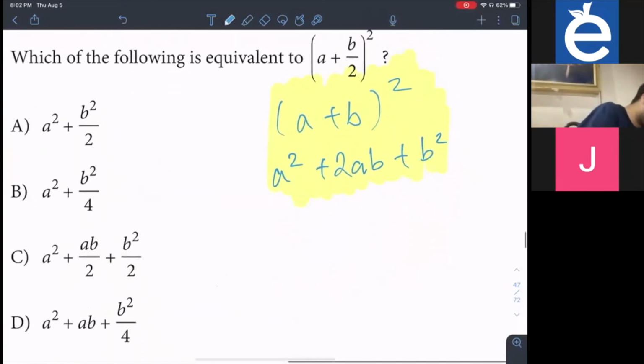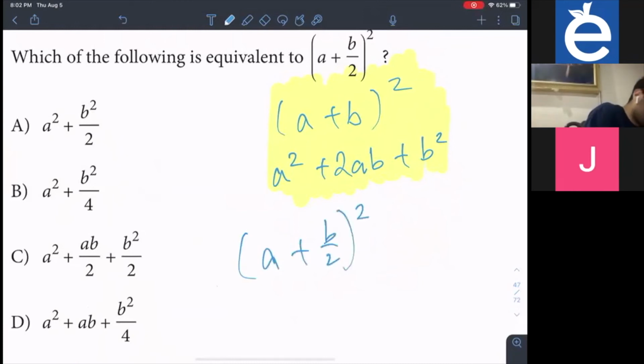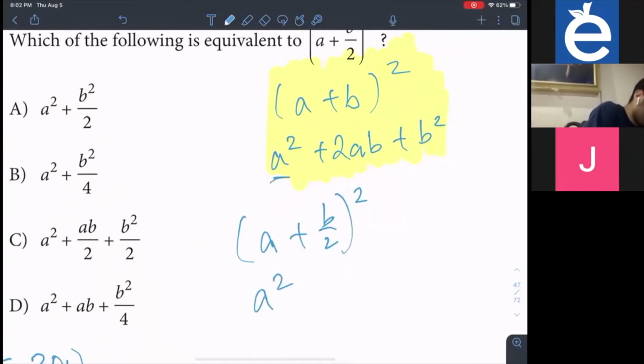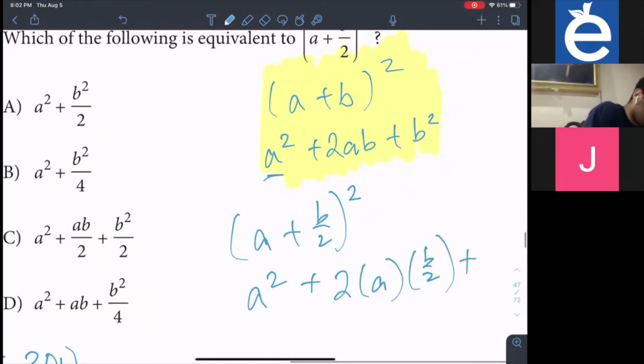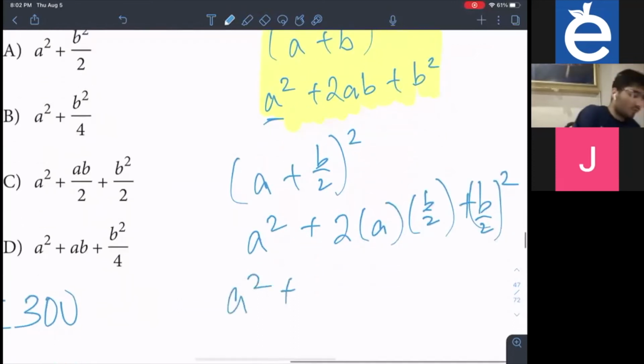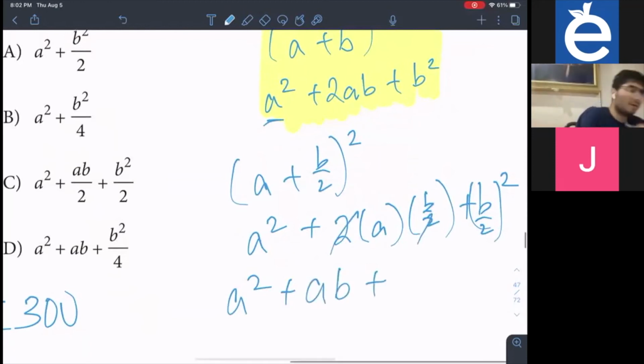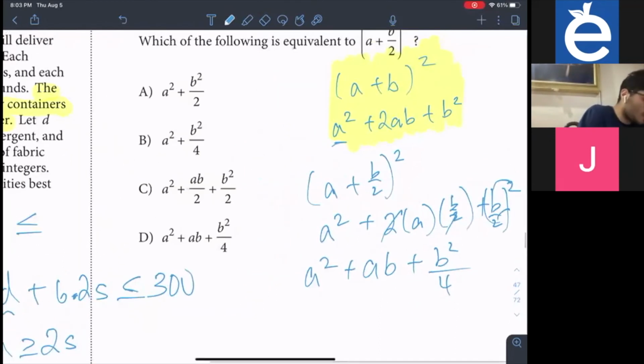So now let's look at this one. Look at the question that they gave us. A plus b over 2, squared. We know it's a squared because it matches with this. 2 times a, and what's the value of b? B over 2. Plus what's b squared? B over 2 squared. So we know it's a squared plus 2 times a times b over 2. The 2's cancel out, so you're just left with a and b, plus b over 2 squared, which is, if you just distribute the square on the numerator and denominator, you get b squared over 2 squared, which is just 4. And let's see if it matches any of the choices.